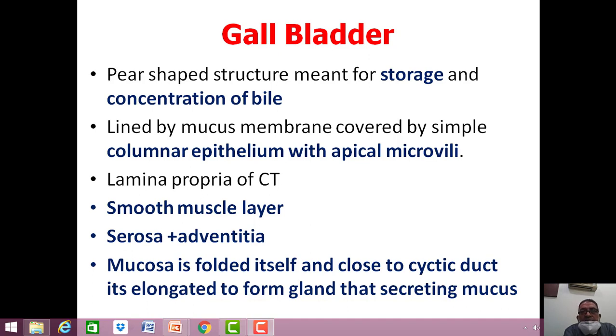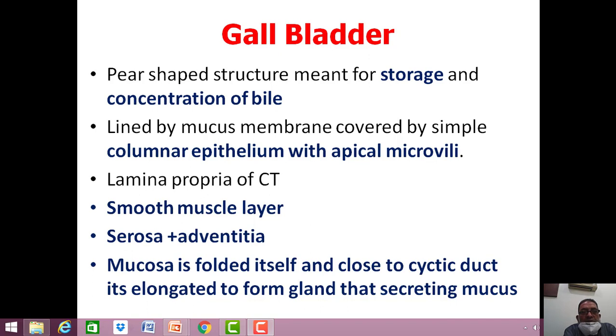This is an important function because the bile is continuously produced by the liver, and first it is stored and concentrated in the gallbladder, and at the time of need it is poured into the duodenum for the characteristic purpose of the emulsification of lipid. It is lined by mucous membrane covered by simple columnar epithelium with apical microvilli.